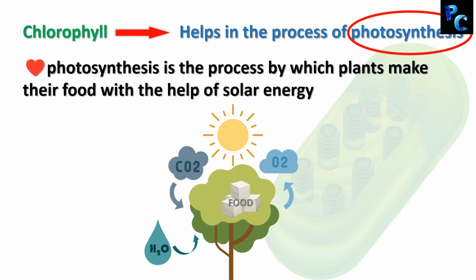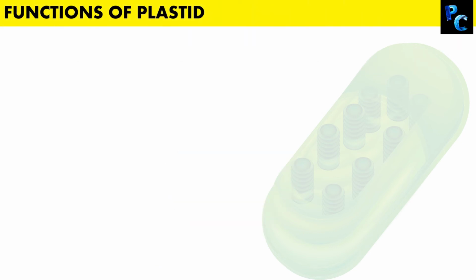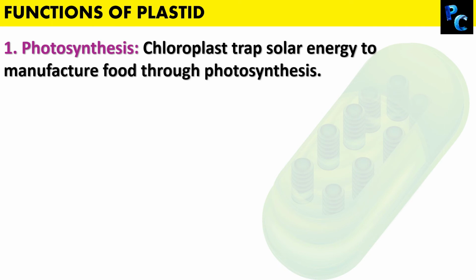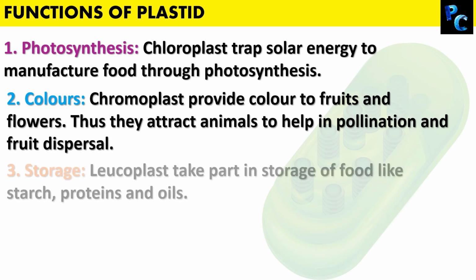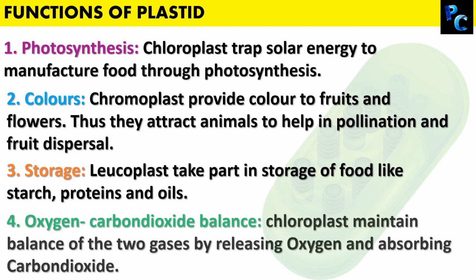I will answer. Now let's see the functions of plastid. Chloroplast trap solar energy to manufacture food through photosynthesis. Chromoplast provide color to the fruits and flowers. Thus they attract animals to help in pollination and food dispersal. Leucoplast take part in storage of food like starch, protein, oils. Chloroplast maintain the balance of two gases by releasing oxygen and absorbing carbon dioxide.